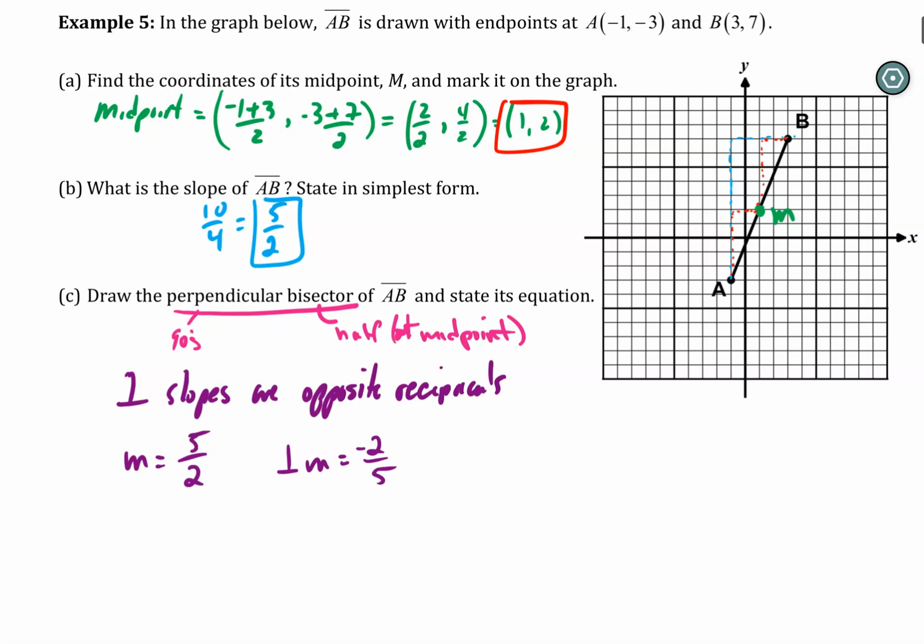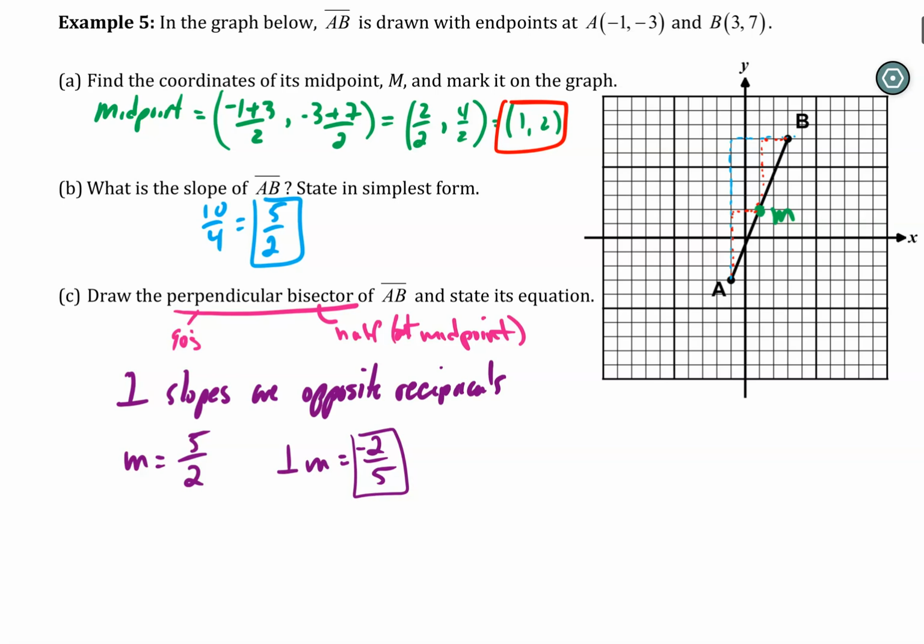Again, it doesn't matter who you give the negative sign to, the top or the bottom. As long as you only give it to one of them, then you're good. If you give it to both, then you're still a positive value, so that doesn't work. All right, so now I know that my new perpendicular bisector line is going to have a slope of -2/5, right? So if I was to go over here on the graph paper, I could now do that.